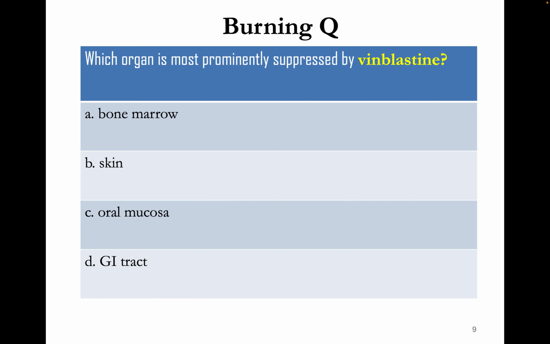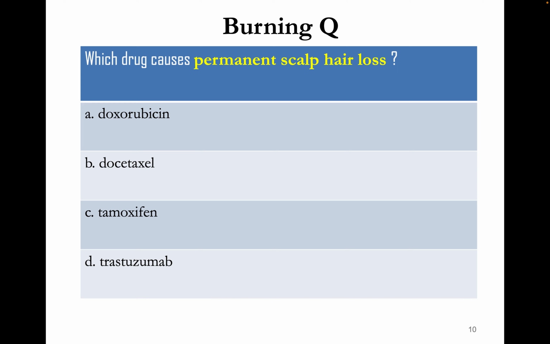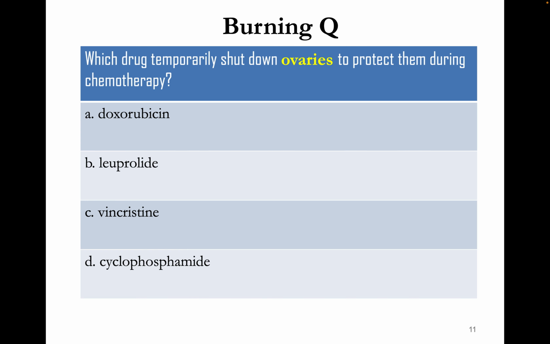Which organ is most prominently suppressed by vinblastine? Bone marrow, skin, oral mucosa, GI tract. Of course, most of the cells can be affected, but severe myelosuppression or bone marrow suppression is common for vinblastine. Which drug causes permanent scalp hair loss? Doxorubicin, docetaxel, tamoxifen, trastuzumab. Actually, docetaxel can cause permanent scalp hair loss.